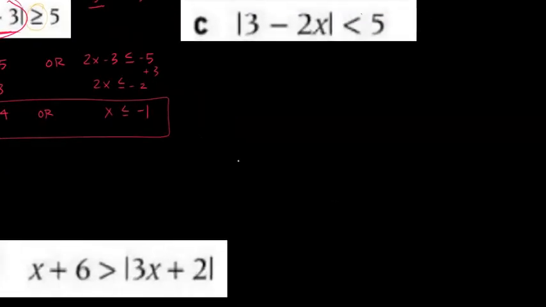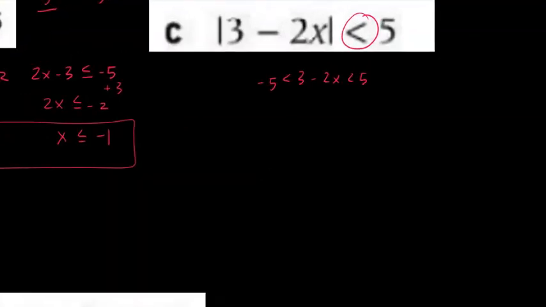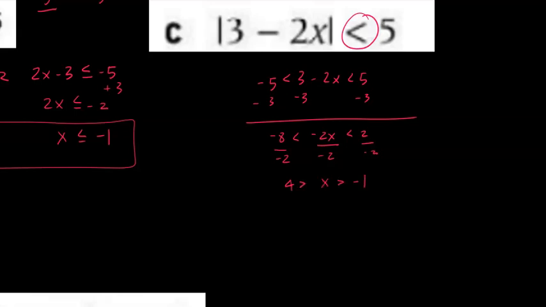Okay, once again, less than, it's going to become a compound inequality. Greater than. Just putting equal signs wherever I feel like it. Okay, and then subtract 3, negative 8, negative 2x, and 2. Divide by negative 2. We are going to do a U-turn on all of our inequalities.